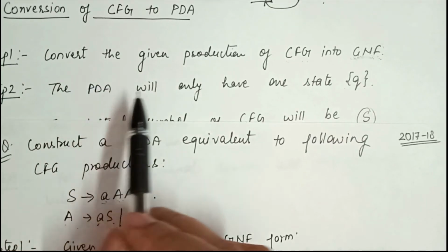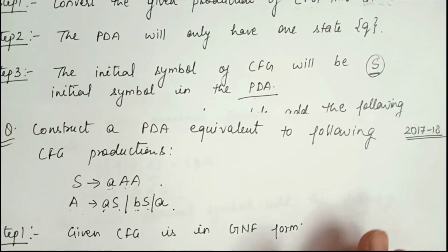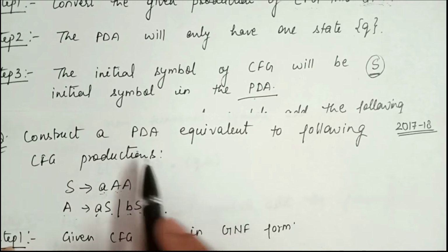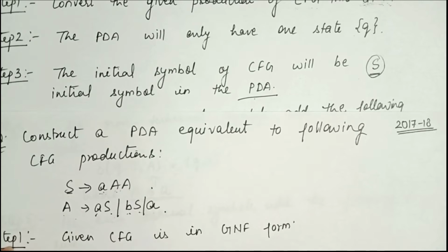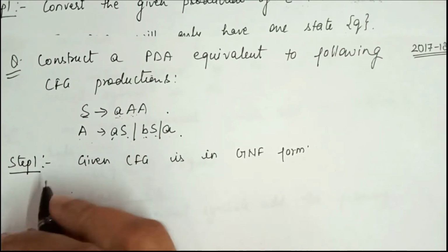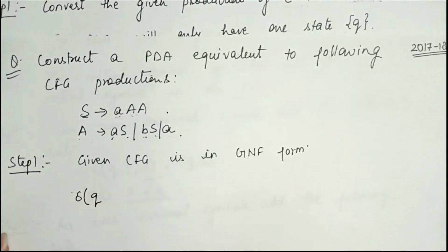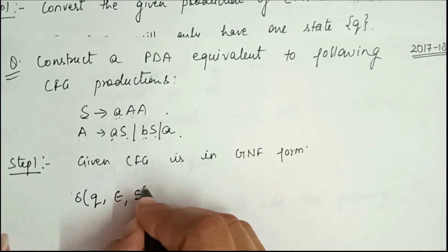Now the second step is that the PDA will only have one state, that is q. The third step is that the initial symbol of the context free grammar will be the same as the initial symbol in the PDA. For this context free grammar the initial symbol is S, so this S will also be considered the initial symbol in the PDA. First we have to describe the state q, because the PDA contains only one state, then epsilon, and the starting symbol is S.